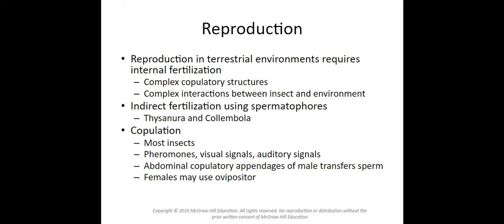And they have these complex interactions between the insect and their environment and how they are going to reproduce. They have indirect fertilization often, especially in Thysanura and Collembola. Those two orders, the insects are going to release a little packet of sperm, and then the female will take that in to fertilize her eggs. So that only happens in those two orders. Most insects will do some form of copulation, which is sex. So they use their pheromones to indicate whether or not they are compatible.